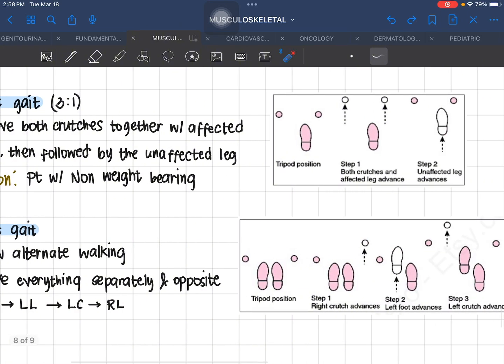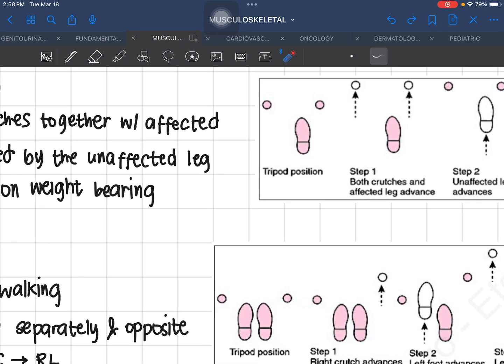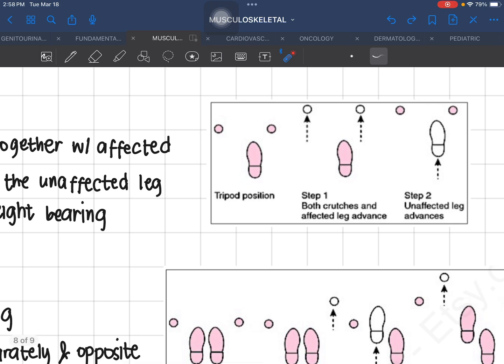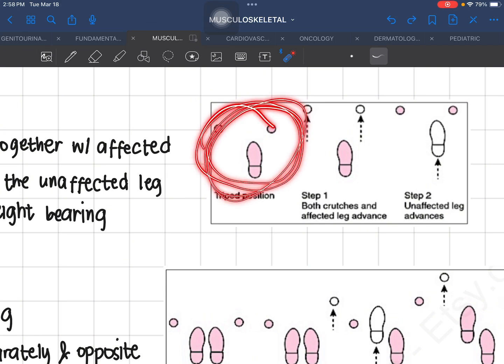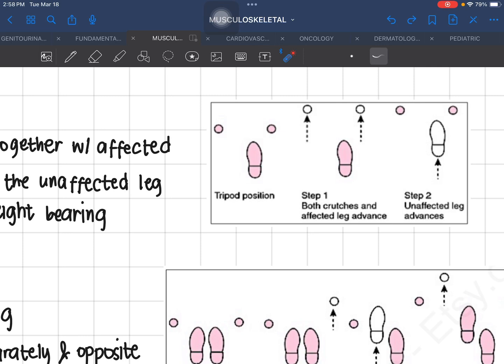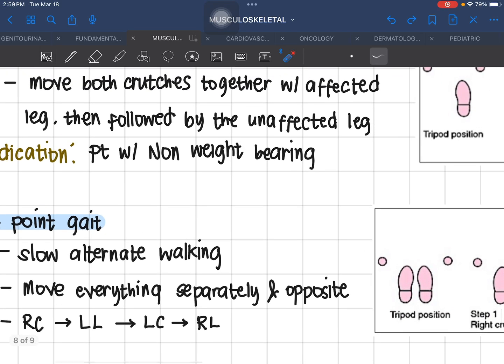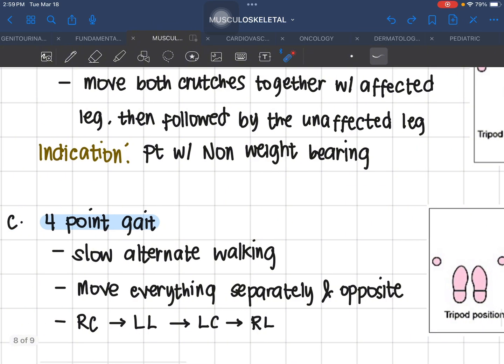So, i-advance mo yung dalawang crutches mo with your affected leg, and then isusunod mo si unaffected leg. So 3:1, yung 1 yung unaffected leg mo. So this is indicated for patient with non-weight bearing.